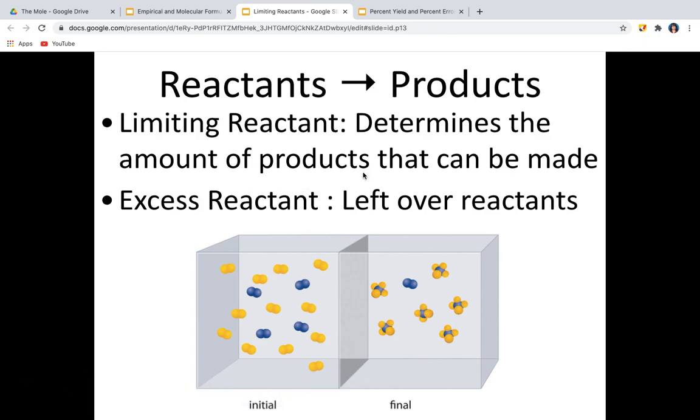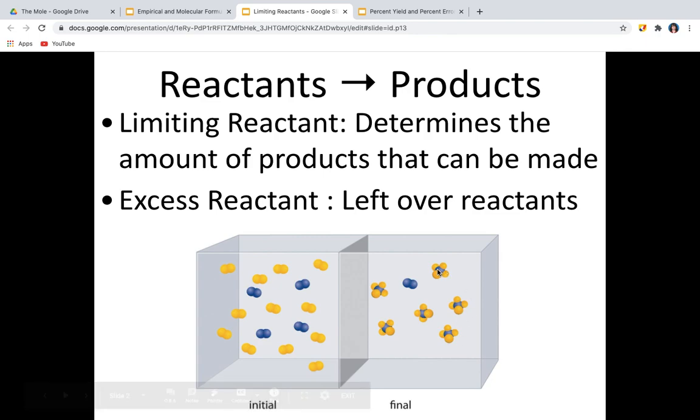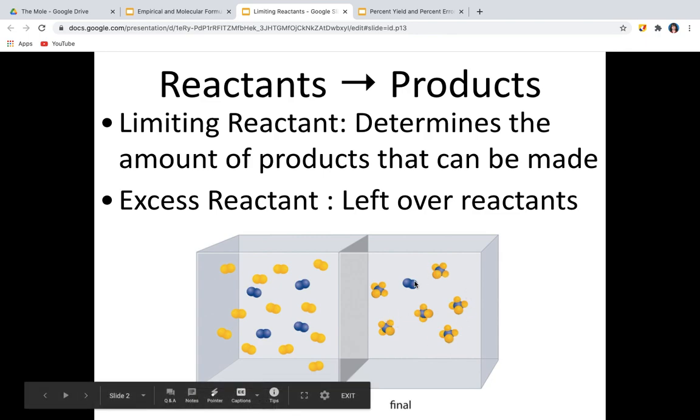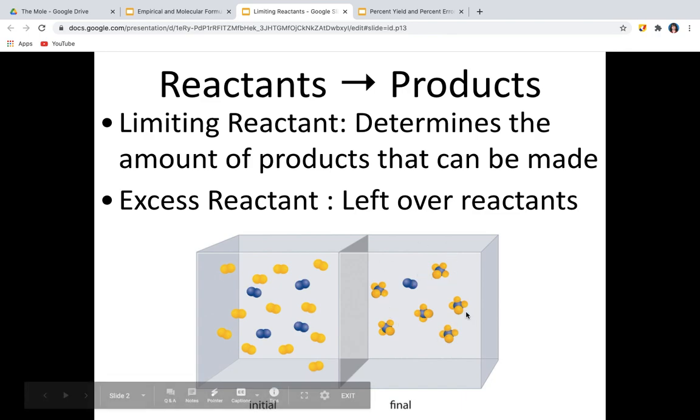So our limiting reactant there was the actual car bodies. The limiting reactant is the reactant that determines the amount of product that can be made, and the excess reactant is any leftover. Another visual representation, I just find these really helpful: we've got blue and yellow molecules. After they react, you can see all those yellow molecules got split up and reacted with the blue, but you've got 1 blue molecule left over. Since all those yellows got used up, they are the limiting reactant, and the blue is the excess.